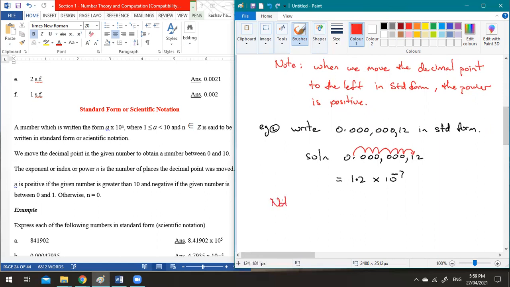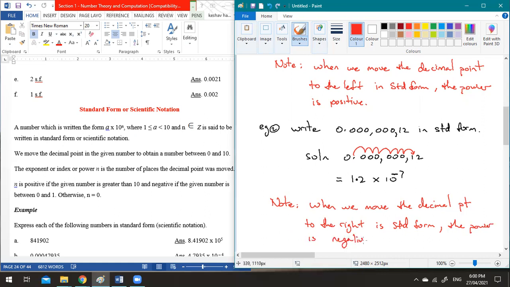So when we move the decimal point to the right in standard form, and this is only in standard form for scientific notation, the power is negative, right? So we have a negative power there.